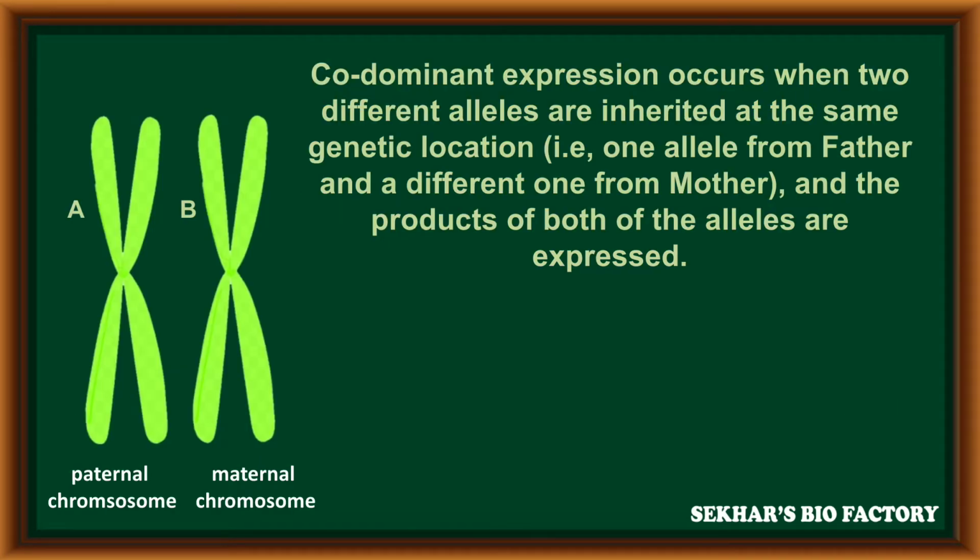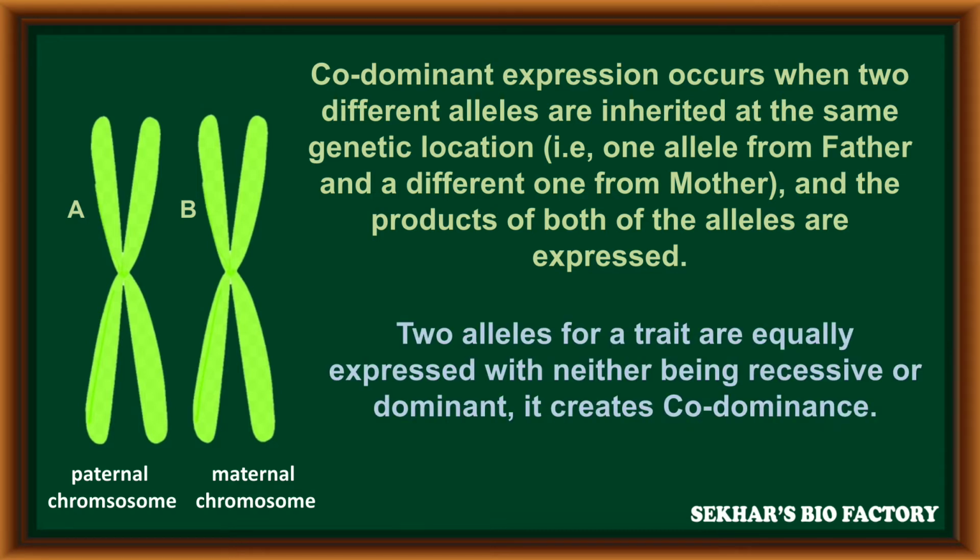Codominant expression occurs when two different alleles are inherited at the same genetic location, like capital A allele, capital B allele. In this allelic pair, one chromosome is called father chromosome, that is paternal chromosome. Another chromosome is maternal chromosome or mother chromosome. Both are present in the form of pair. In such condition, the allelic pair came from both father and mother. It results in the product of both of the alleles. It will be expressed.